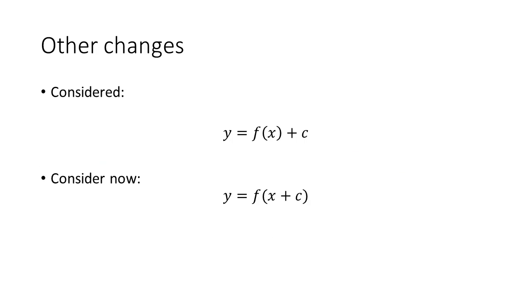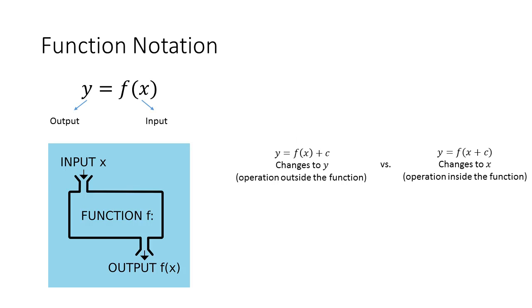So far, we have only considered the changes to the graph when a number is added to the function or the y values. We will now consider the changes to the graph when a number is added to the x values instead. What do we mean by that? Remember the function notation. X is the input, or what we plug into the function, and y is the output, or what we get as a result.